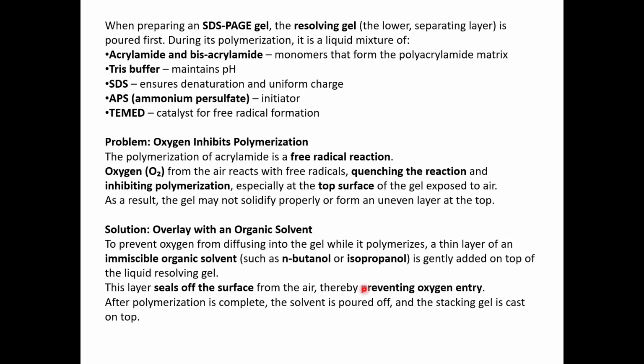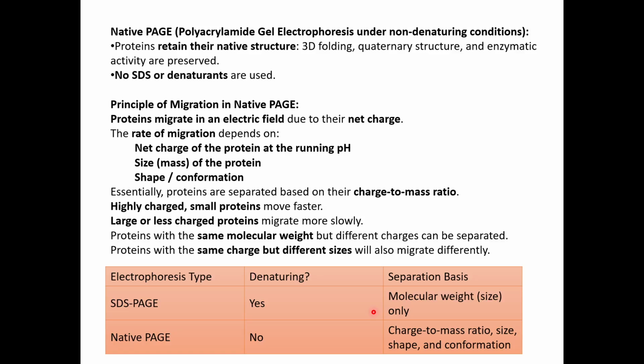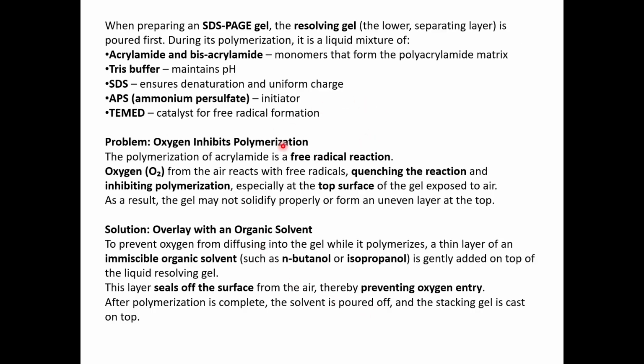Also, we do not need any bubbles during the preparation of the resolving gel. So in case while pipetting, if there are any bubbles at the top, adding this immiscible liquid will also help eliminate that buffer and eliminate the air present in it. So after polymerization is completed, the solvent, that is the butanol or isopropanol that is added, is poured off and removed from the gel, and then the stacking gel is cast on top of the resolving gel. So this is how we can avoid the oxygen inhibition of polymerization.